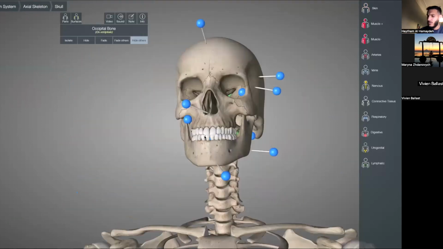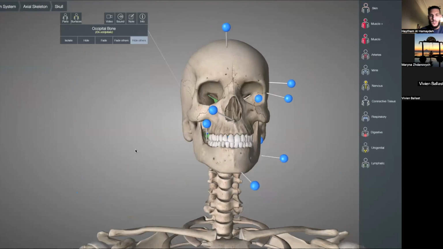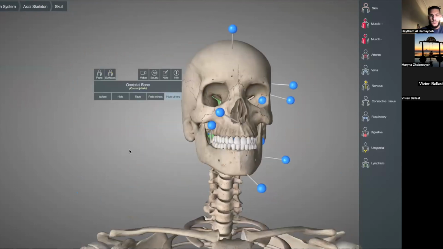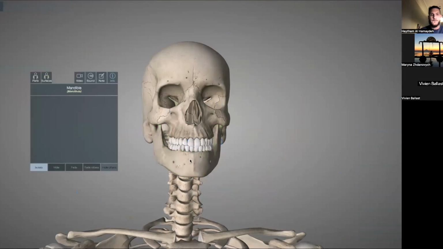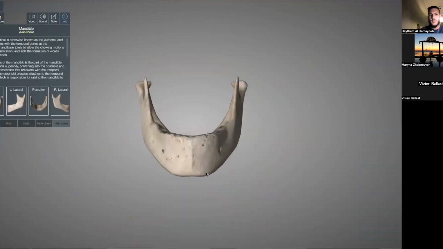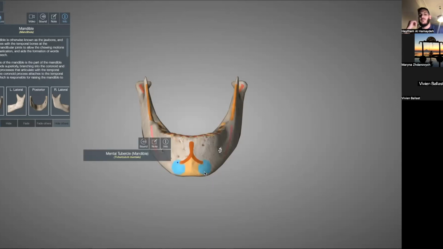Number 4. Okay, right here. We took this pin, and surfaces. It's the mental tubercle. The mental tubercle. Number 4.